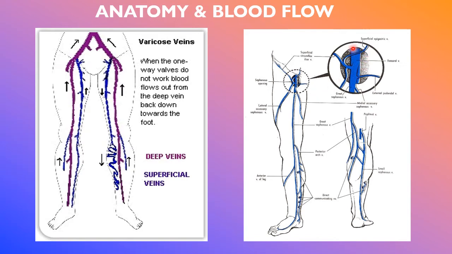It's very important to appreciate the anatomy at the saphenofemoral junction. The long saphenous vein enters below the inguinal ligament into the femoral vein, and this junction is of utmost importance, okay, because most of the time the pathology of varicose veins is the incompetence of this SF junction.